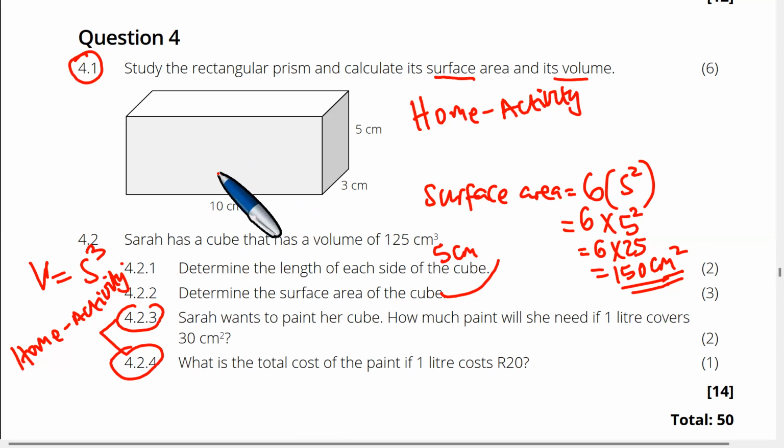All right, so what is your home activity? It's 4.1. Another home activity is this one here, and also this here, 4.2.3 and 4.2.4. And then we shall discuss this as well tomorrow. But I'm bringing more mathematics tomorrow. And I'm also bringing more terminology for mathematics tomorrow.